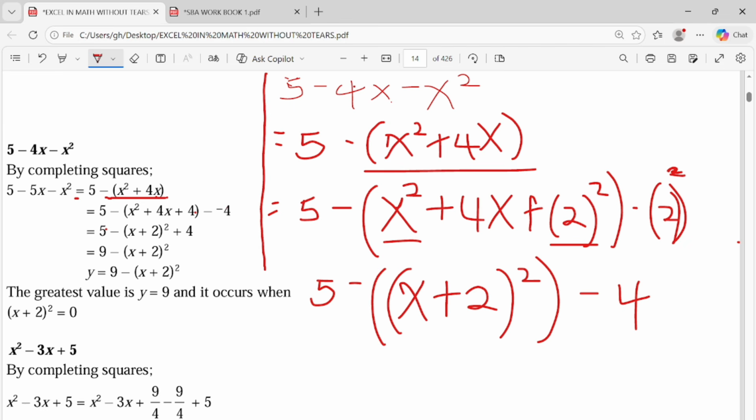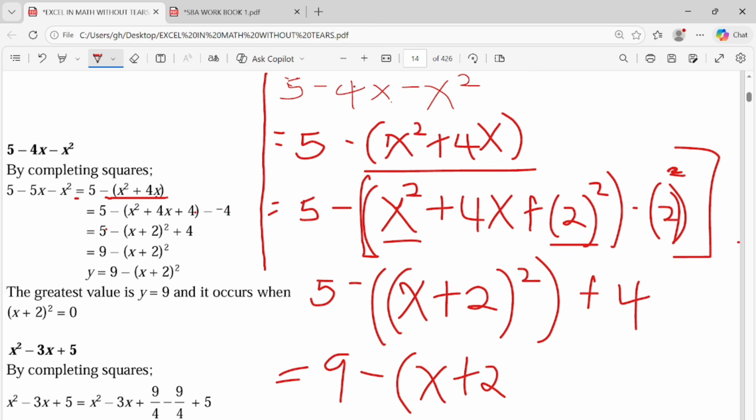And then remember that this negative here is affecting the whole of this part here. So this negative will affect this bracket and also affect this bracket, meaning that this will be a positive. So you come up with 5 plus 4, and that's 9, and then this bracket will be minus x plus 2, and then this will be squared.